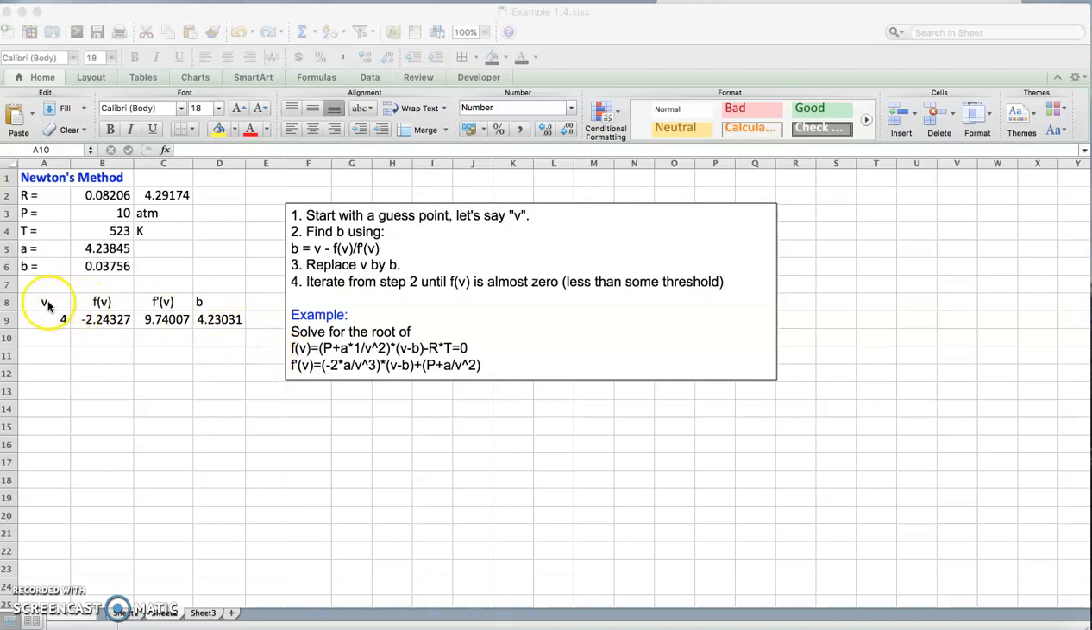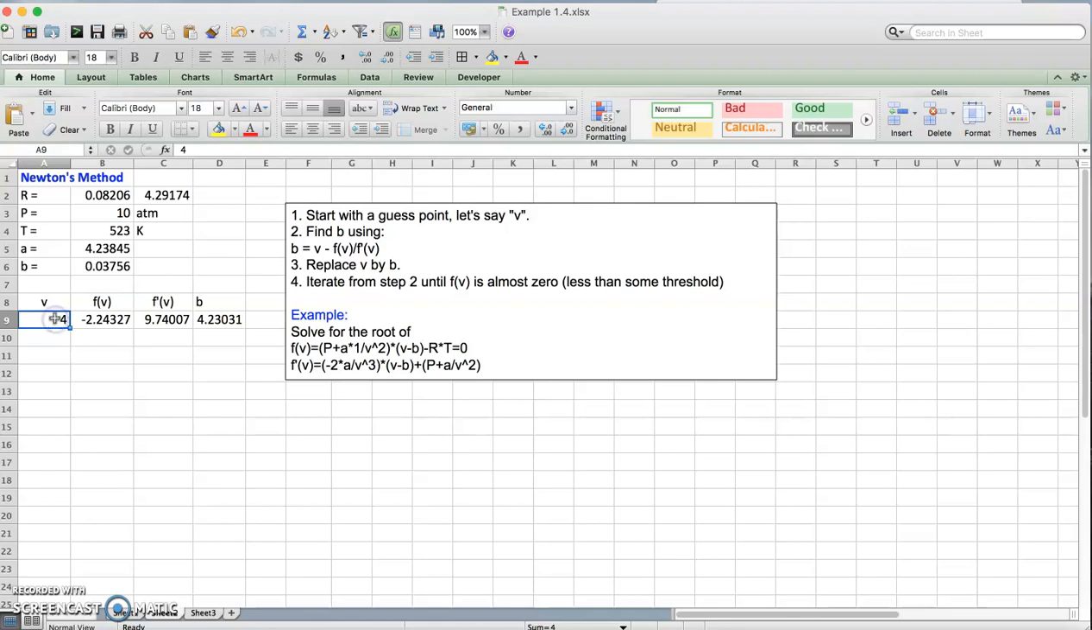So to do that, we're going to form 4 columns, v, f of v, f prime of v, and b. So let's start with a guess point. If you recall from video 1, we plotted a function, we found the root is somewhere between 4 and 5. So I want to put the guess point as like 4 because it's, I think, closer to the root. So here's 4, f of v.